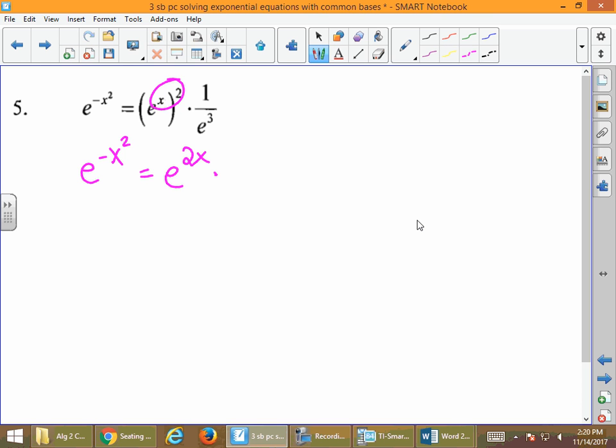Well, we saw this concept on example number 2, where we had to flip and change the sign in the exponent. So 1 over e to the 3 is the same thing as e to the negative 3. We flipped and we changed the sign on the exponent. So it's in a little bit better format. We need to combine the right side down into one term of e.